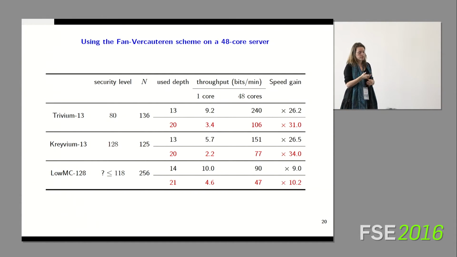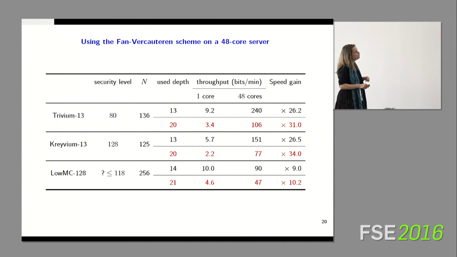Now this is for the second type of homomorphic scheme, which is the Van Verkotteren scheme. And now the performance is a bit different, because we don't use batching in this case, so that's why the throughput is a bit worse. If we run this on one core of our 48-core server, we are able to decrypt between 2 and 4 bits every minute.